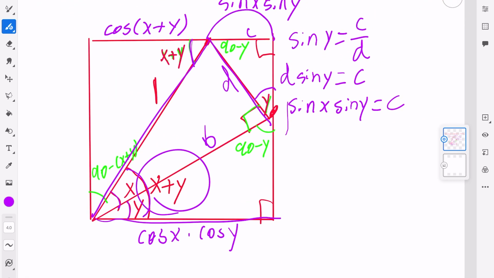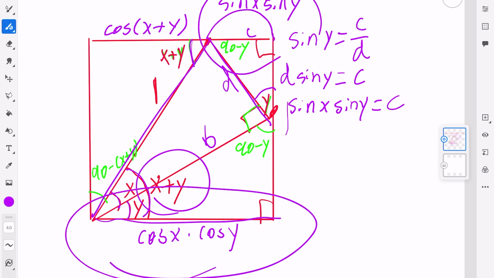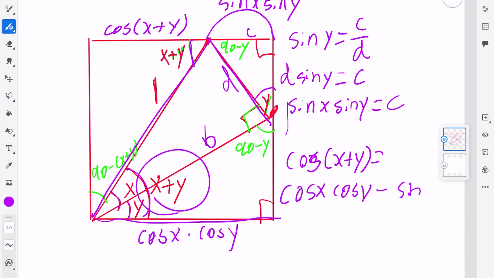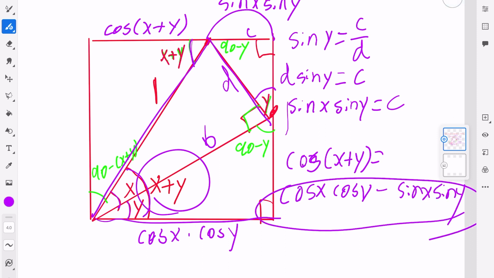So as you can see, we have the main length, we have this length, we just subtract the two. So cosine x plus y equals cos x cos y minus sine x sine y. So that is our final answer.